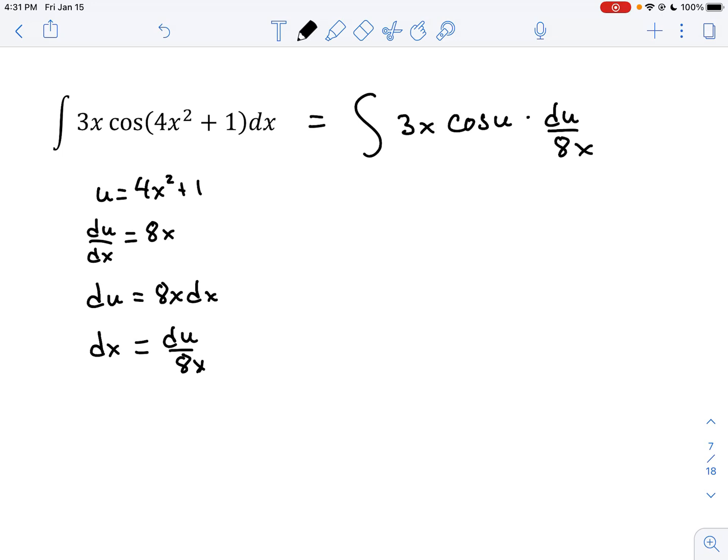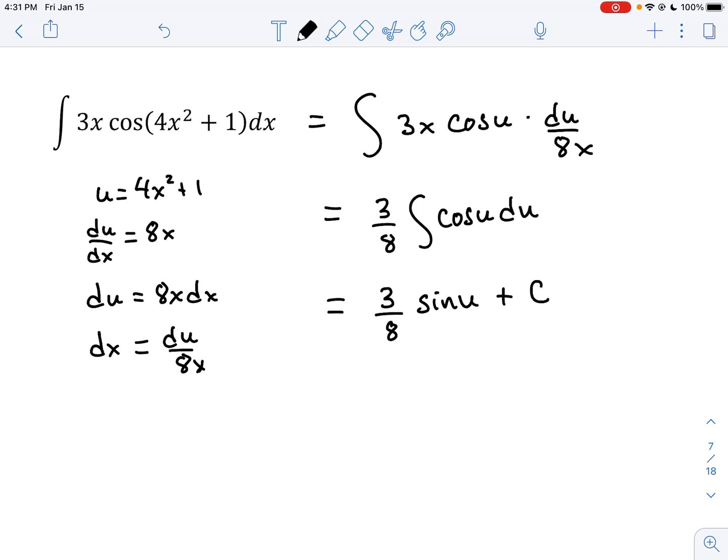Now you can see that the x's are going to cancel each other. That x and this x are going to cancel each other. We have a 3 over an 8 as well. That can be factored out to the front of the integral. And we wind up saying, okay, well, what's the antiderivative of just cosine of u du? The du tells you that you can just treat u now as the independent variable as far as doing the antiderivative is concerned. And so the antiderivative of cosine of u with respect to u is sine of u.